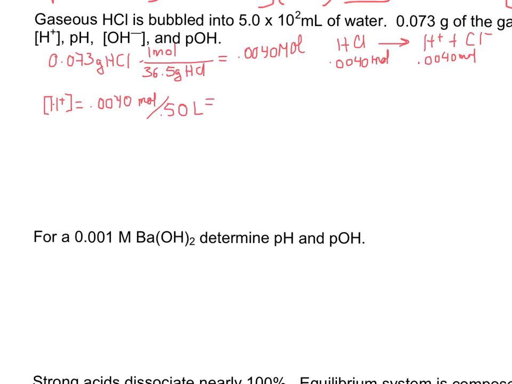And so the H+ concentration is... oh, I'm so sorry. The 0.0, I wasn't looking at my numbers here. The 0.073 grams divided by 36.5, that actually gives you 0.002 moles. So those are 2s, so this is 2 right here.